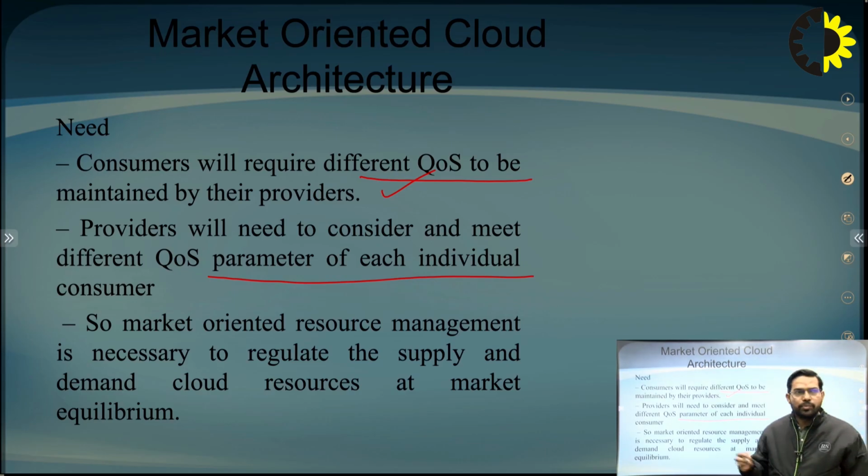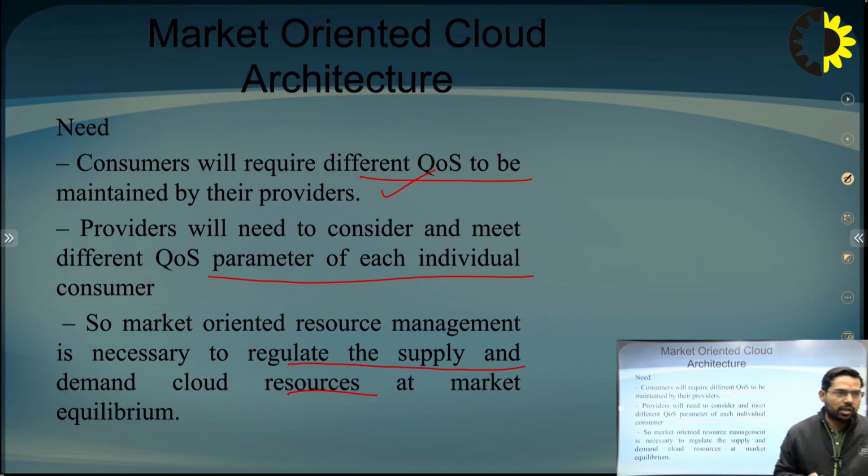So different consumers have different needs. That's why all the service providers and market companies cannot meet all the requirements of the consumer. So market oriented resource management is necessary to regulate the supply and demand of cloud resources at market equilibrium. So we have to manage these requirements according to the users.